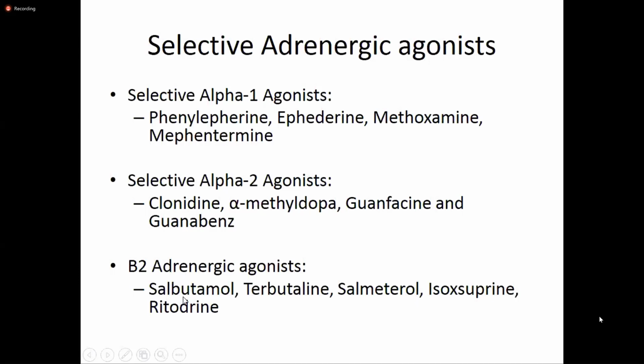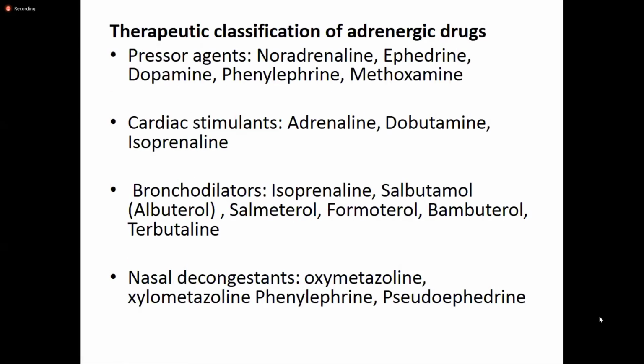So beta 2 adrenergic agonists are mainly used as bronchodilators in the treatment of bronchial asthma and COPD because they have the bronchodilation effect. We'll come to that. So these are the group of drugs which act selectively only on specific adrenergic receptors. And these adrenergic drugs can also be classified according to the therapeutic uses.